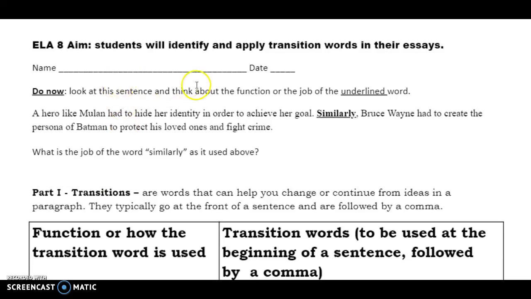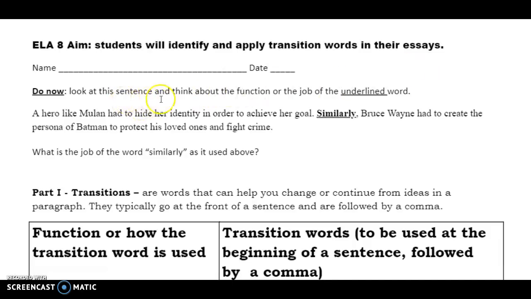So picking up this sheet, just take note what the goal here is. That is, students will identify and apply transition words in their essays. So the goal here is to learn about what a transition word is, different types of transitions, and hopefully you'll be using them in your essay.